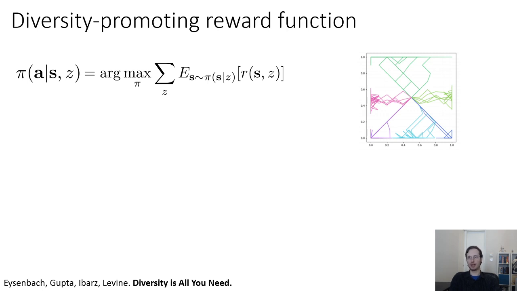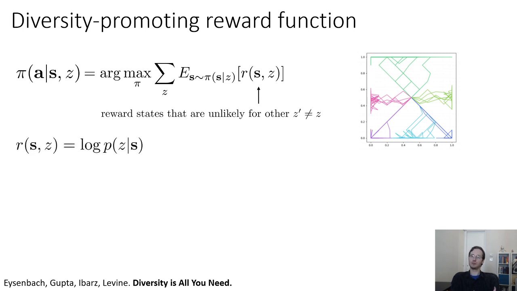So in any RL problem, we define our policy as the argmax of some reward function. And what we're going to do is reward states for a given z that are unlikely for other z's. So if you're running the policy for z equals 0, you should visit states that have low probability for z equals 1 and z equals 2 and z equals 3, etc. And that will ensure that for every z, you do something unique. Another way of putting this is, if you look at what states the policy visited, you should be able to guess which z it was trying to fulfill.